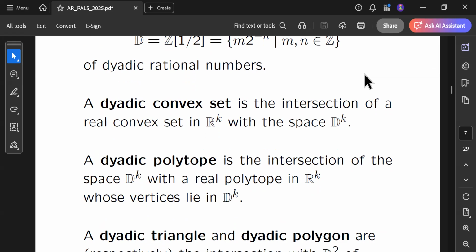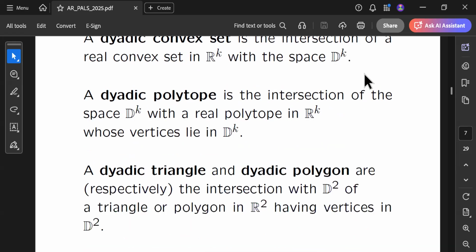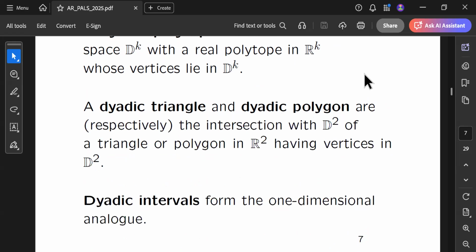One of the most important examples of such dyadic polytopes is given by simplices. So dyadic simplices may be defined similarly to real simplices, namely an n-dimensional dyadic convex set with n+1 vertices, generated by these vertices, is a dyadic simplex. Now, dyadic triangles and dyadic polygons are respectively the intersection with the dyadic plane of a triangle or polygon in the real plane, having vertices in the dyadic plane, of course. And dyadic intervals are the one-dimensional analog. Note that dyadic intervals in this context are always considered as closed intervals.